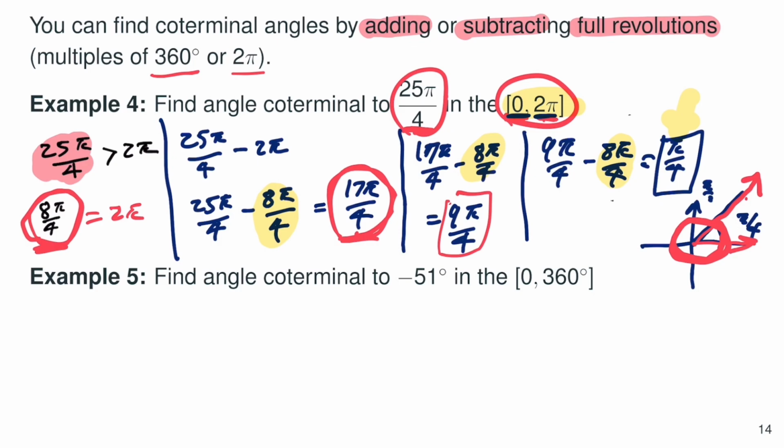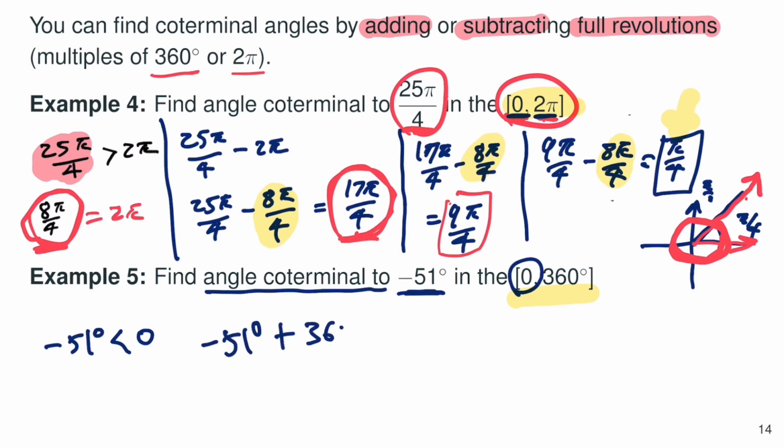Example 5. Find the angle coterminal to negative 51 degrees. Do you see the degree sign? So this is in degrees now. The range is between 0 and 360 degrees. That means we're just looking at a full revolution in just one circle. Here we have to notice that negative 51 degrees is smaller than this range, right? That means we need to add so that we can bring this angle into the range. So if I take negative 51 degrees and add a full rotation, it gives me 309 degrees. So 309 degrees is in this range. It's bigger than 0 and smaller than 360 degrees.